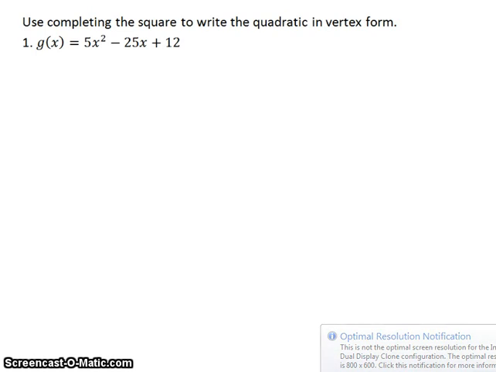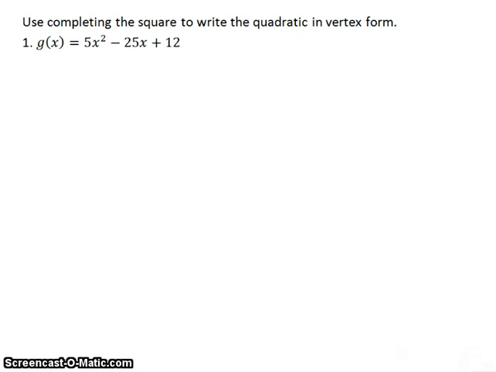All right, so we're going to use completing the square to write the quadratic in vertex form. So the first thing we're going to do is factor out a 5 from the x terms, because we can't have a leading coefficient of 5. We need a leading coefficient of 1 there. So we're going to factor out the 5, and that gives us 5 times x squared minus 5. And so from here we can complete the square because we have a leading coefficient of 1 there.